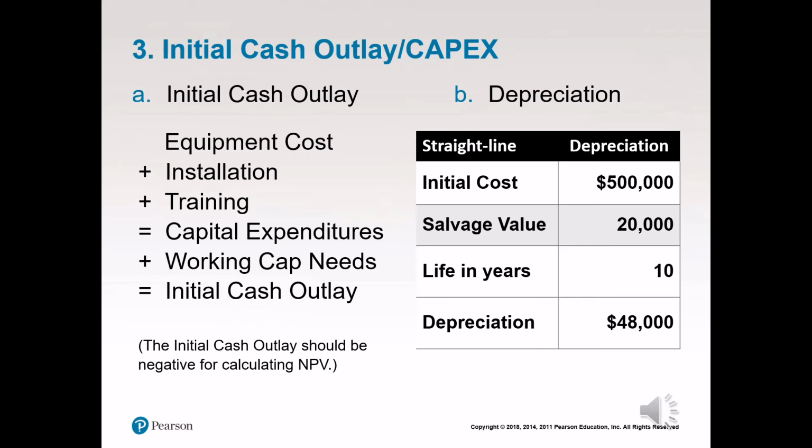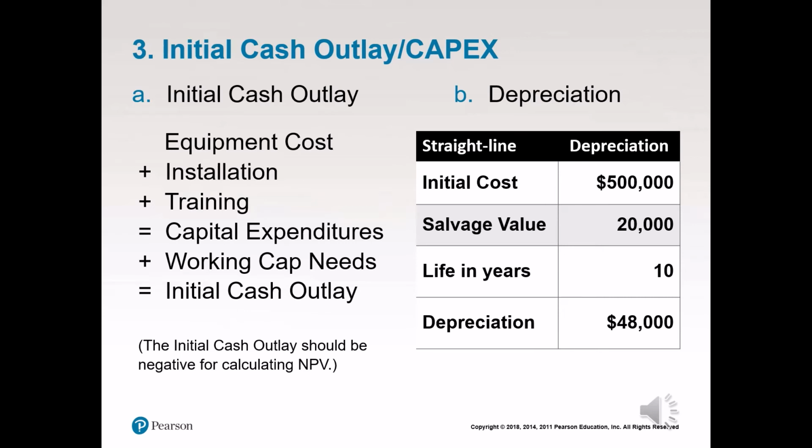This includes capital expenditures, and that number will often be provided. Sometimes there are additional costs that we have to pay out that are included in initial cash outlay. In addition, we also need to, at times, calculate our depreciation. So let's look at the two different aspects of our initial cash outlay. The first is the actual amount, and the second is depreciation.